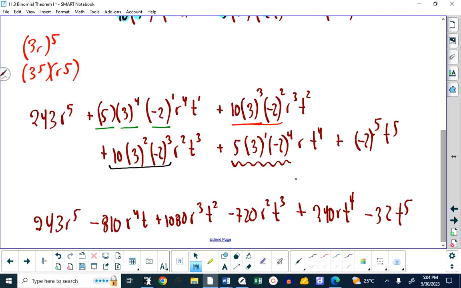You can certainly double check all of your coefficients, not coefficients, your exponents. It's r to the 5, then r to the 4, then r cubed, then r squared, then r to the 1, then r to the 0. It's t to the 0, then t to the 1, t to the 2, t to the 3, t to the 4, t to the 5. It looks okay. Now what we're going to do is just take a quick peek at an even more economical shortcut, one where we don't have to expand the whole thing.